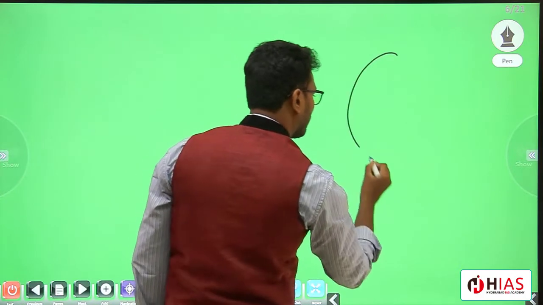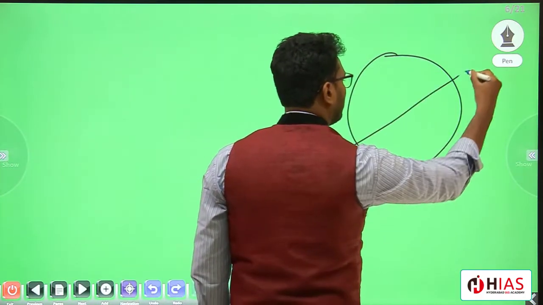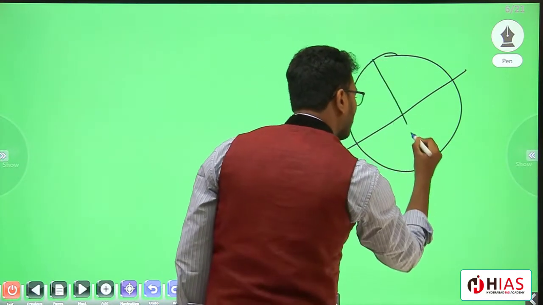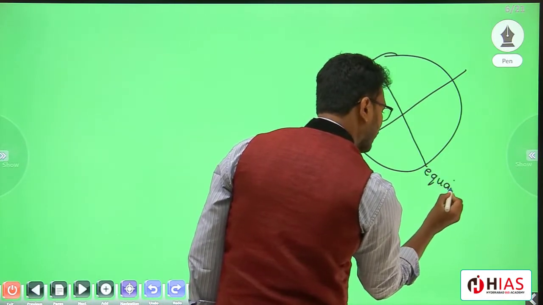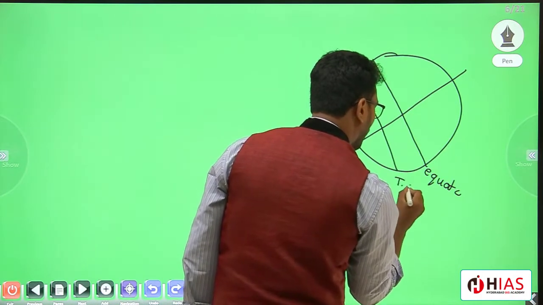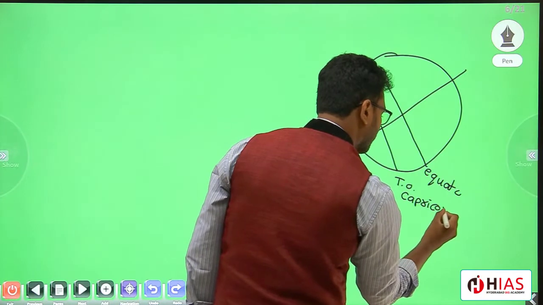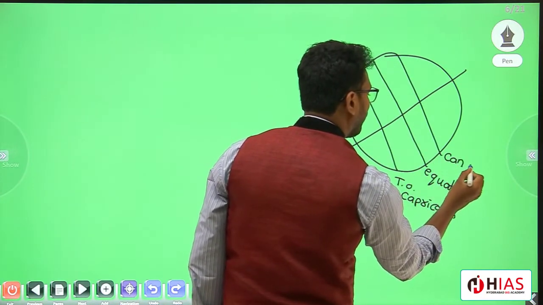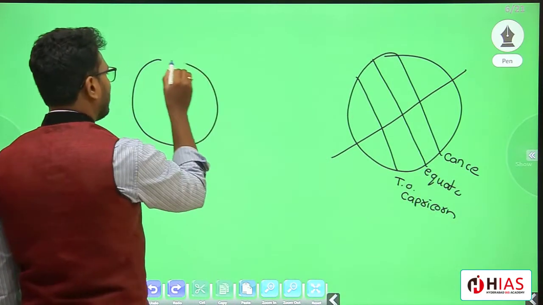See guys, this is the earth. This is the axis of the earth. Just imagine, this is the equator. I'm just drawing like this. This is the equator. And this is the Tropic of Capricorn. And see guys, this is the Tropic of Cancer. And this is the location of the sun.